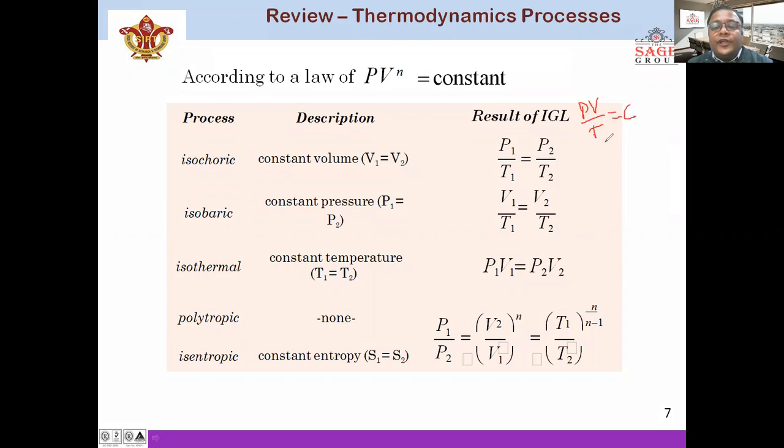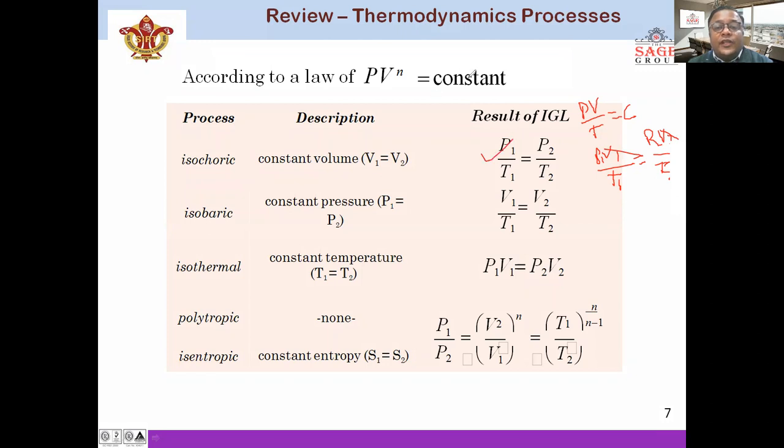If we put P1 V1/T1 = P2 V2/T2, since the volume is constant, V1 and V2 cancel out, and P1/T1 = P2/T2. This is the formula which is obtained for the isochoric process.